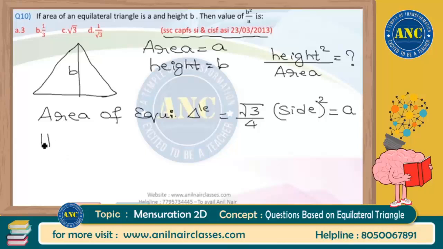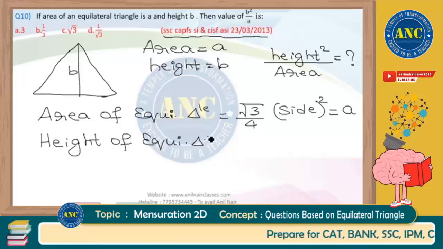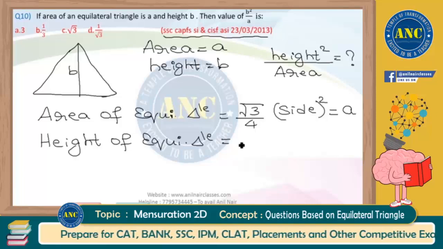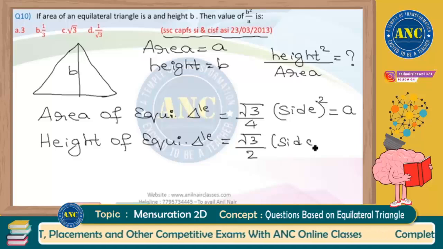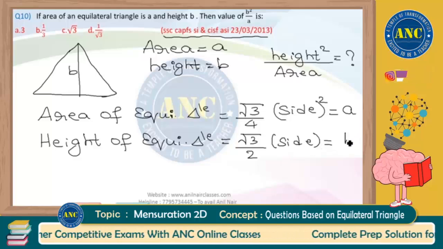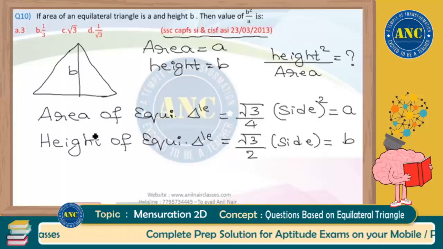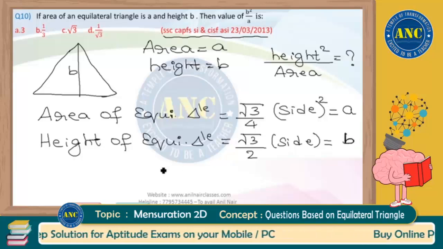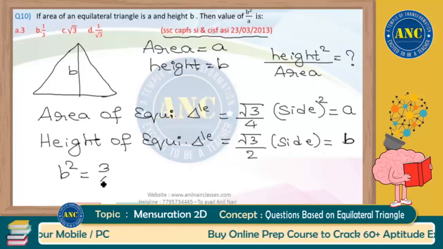Now height. What is the height of an equilateral triangle? We have seen that in the basic understanding of triangles and quadrilaterals. There we found that the height of an equilateral triangle is root 3 by 2 into side. In the question it is given as small letter b. Now I need height square, so I should square this b value. So b square is equal to root 3 by 2 squared, which is 3 by 4.